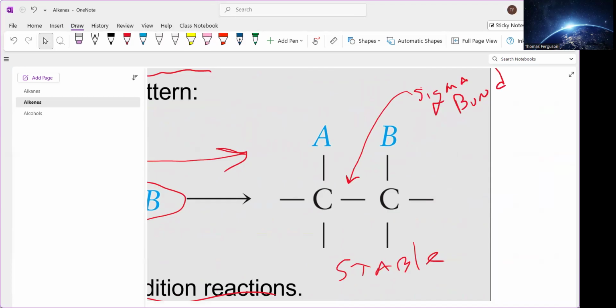Now we're going to find that we can do that. We can go from a nice stable single carbon-carbon bond to a double bond. But we have to put a ton of energy into it. Because the single is so much more stable than the double. It's that pi bond that's the culprit.